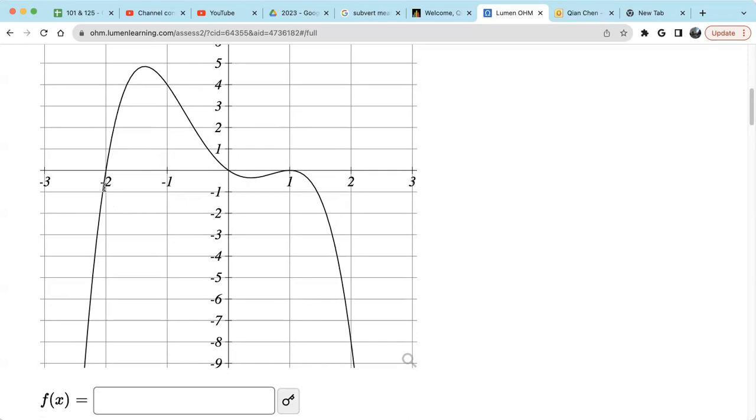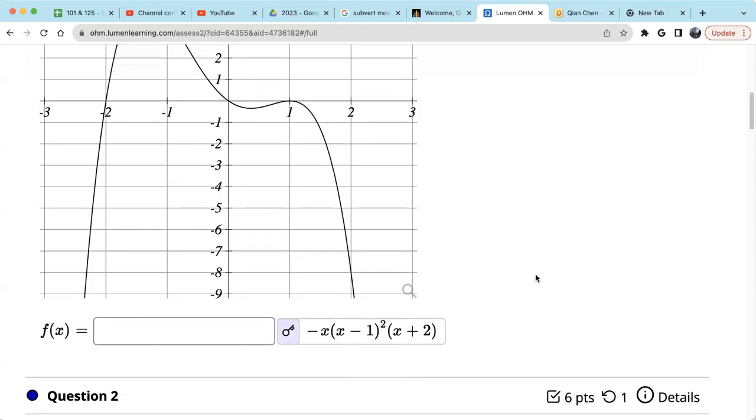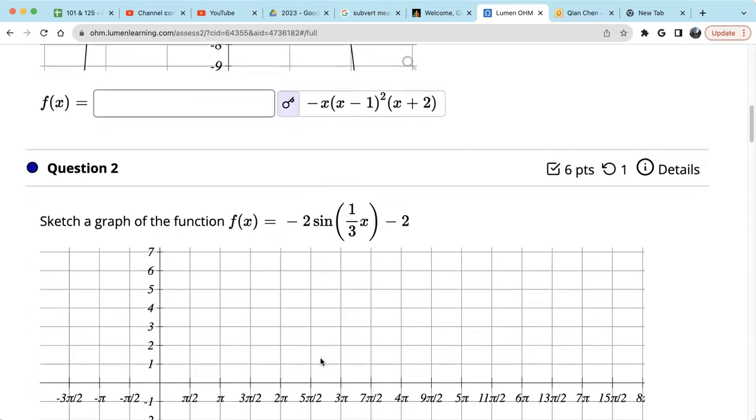So we have x minus -2, or x plus 2, as a factor, then x as a factor, and then x minus 1 with degree 2, because it touches the x-axis and then turns around. Then we can use (0, 0) to work out our leading coefficient, which is -1, negative. All right, that's it: negative x times (x minus 1) squared times (x plus 2). Okay, polynomial degree 4. So that's number one.